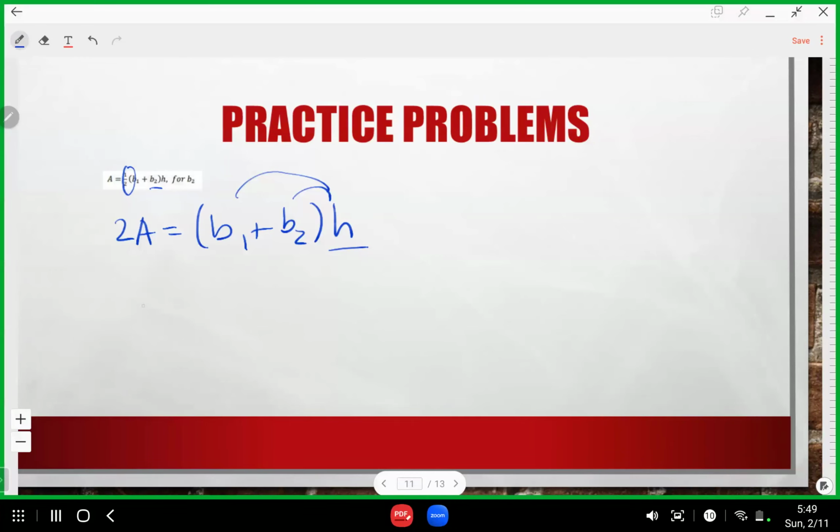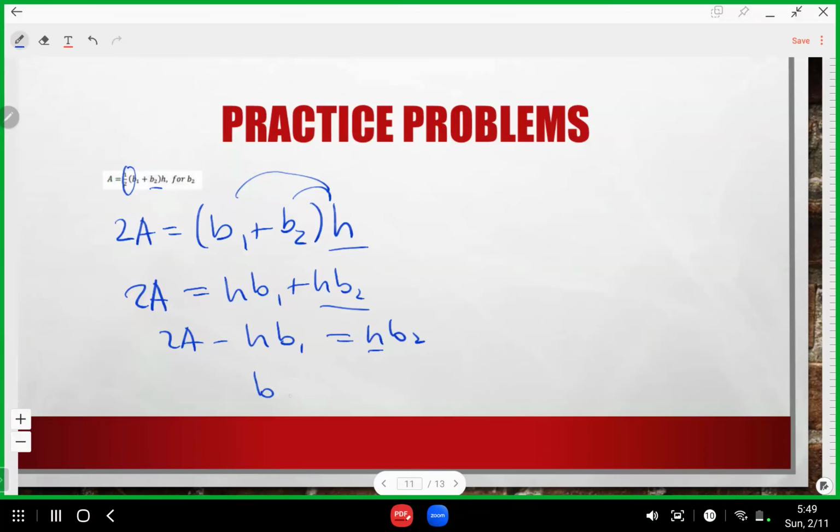So now let's go here. 2a is equal to hb1 plus hb2. So we want to get to b2, so we don't care about b1 here. Let's just move that to the other side. So we have this is equal to hb2. Now that we have that, we can just divide both sides by h because we also don't need this h. b2 is going to be equal to 2a minus hb1 over h.